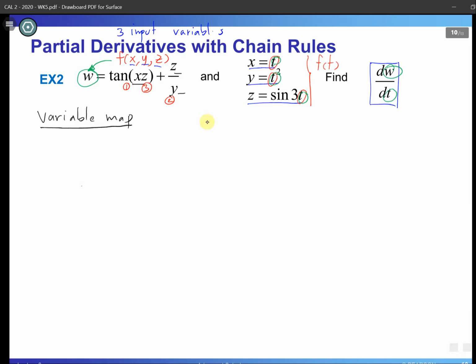So I'm going to start with w right here, w at the top. As you can see here, w is a function of x, y, and z, which means that w has 3 inputs. One is x, the first input, then w has this second input, y, and then we have this z right here. So we have w at the top, and then w has 3 inputs, x, y, and z.